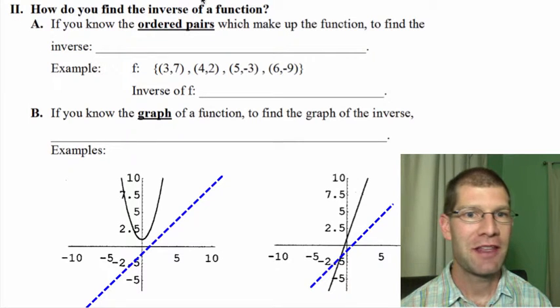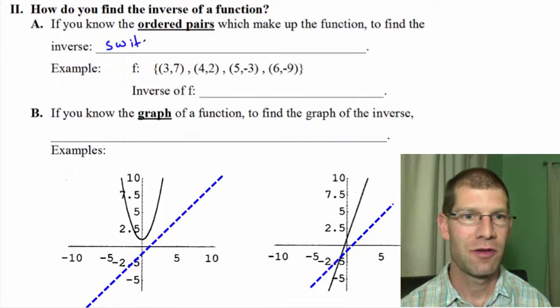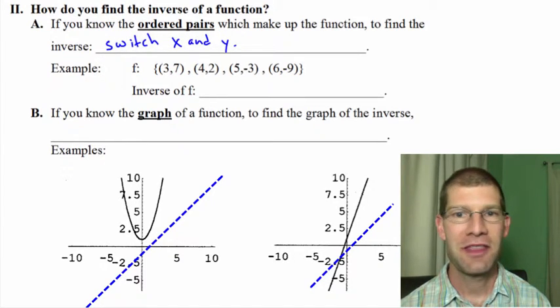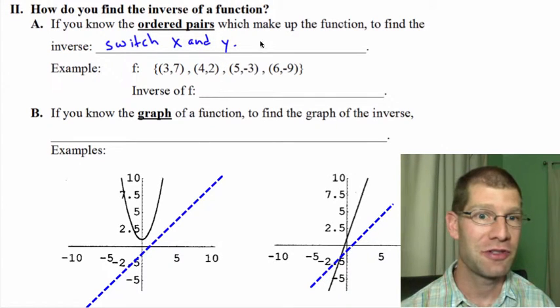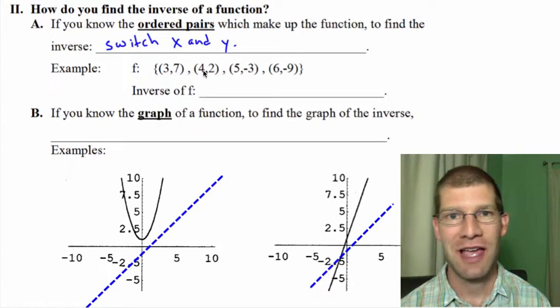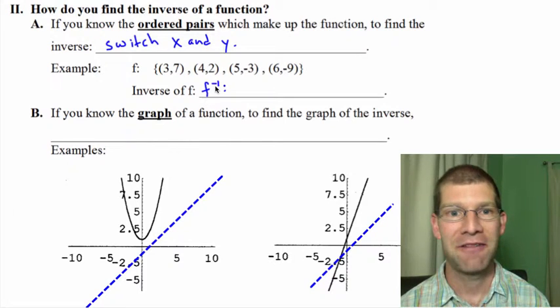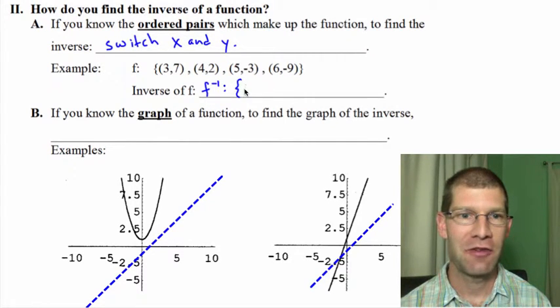All right, so first part, how do you find the inverse of a function? Well, if you know ordered pairs, which make up a function, to find the inverse, you simply switch x and y. That's going to be a theme that carries over into the next ones too. If I have this function f, defined as the points (3, 7), (4, 2), (5, -3), and (6, -9), the inverse of f, which you could write as f to the -1 and read as f inverse, is the set whose members are, instead of (3, 7), just (7, 3).